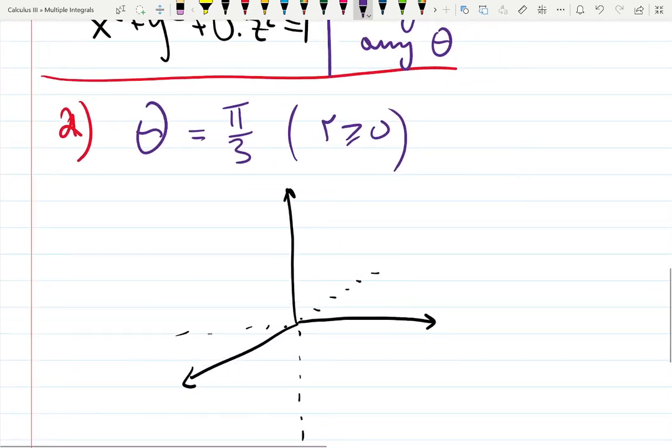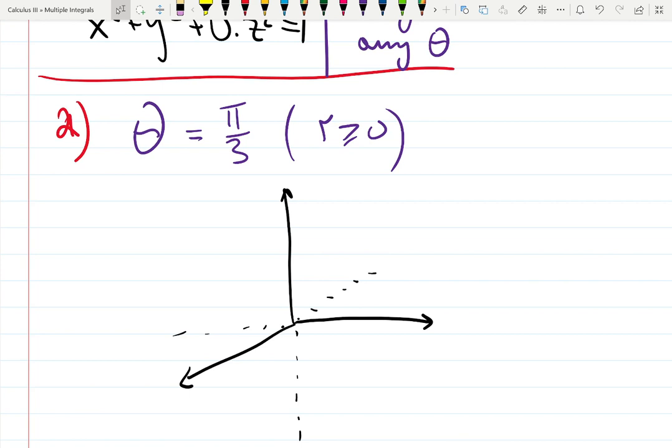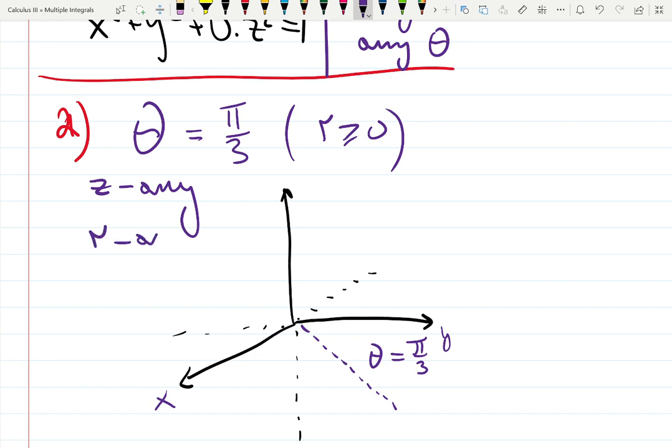Here, the angle is fixed, and it is pi over 3. If you remember that this is x and y, pi over 3 will be something like so. Let's call it theta equals pi over 3. If the angle is fixed, height z is any, and radius is any. That means I can walk away from this 0.0 as far as I want. What do you think that can be? But they also tell us keep r positive though. Is that a plane? Yes, very good guess.